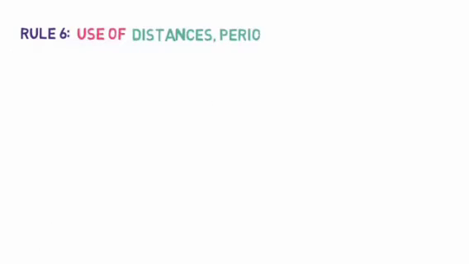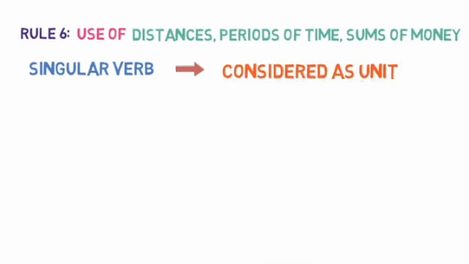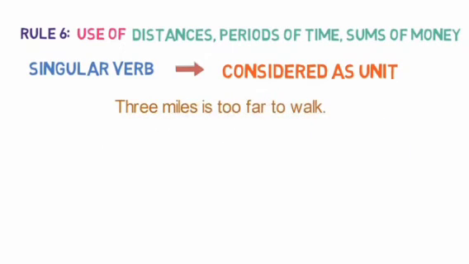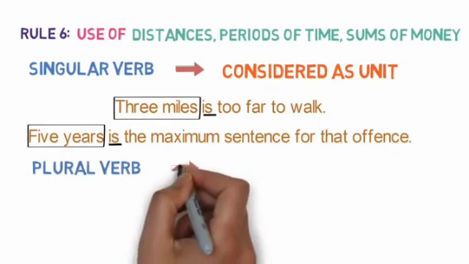The next rule is the use of distances, periods of time, and sums of money in a sentence. Most times, the singular verb is used when distance is considered as a unit. For instance, you say 3 miles is too far to walk. 3 miles is considered as a unit, so you use the singular verb. 5 years is the maximum sentence for that offense. 5 years is a unit of time, so it takes a singular verb.